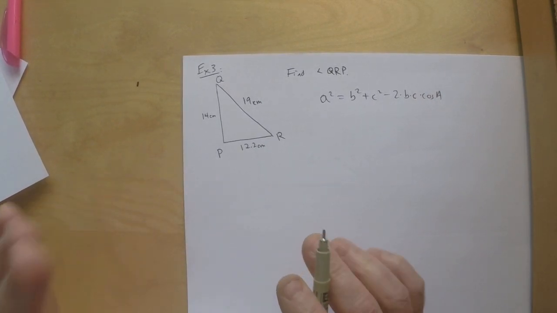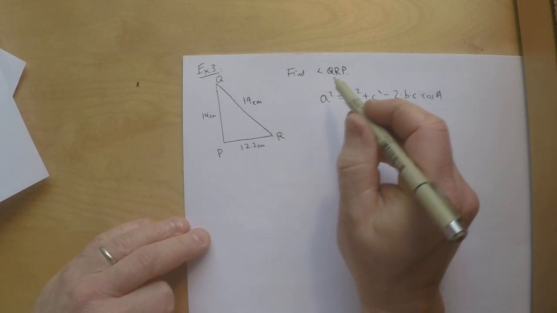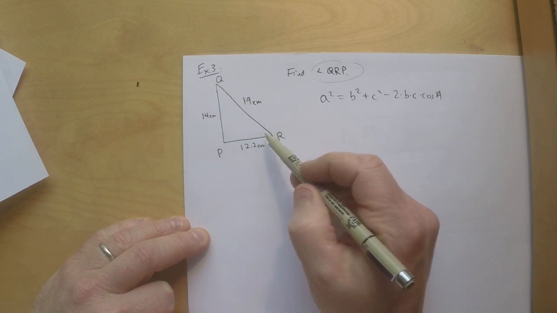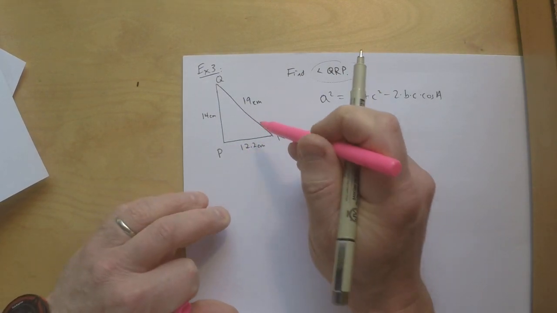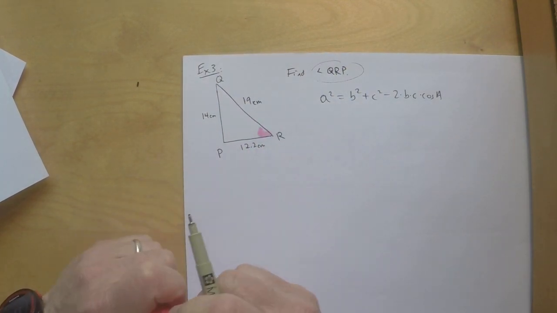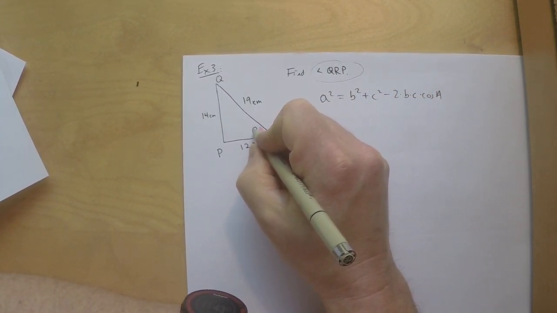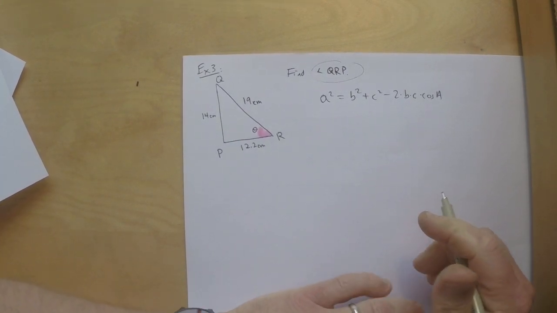Once I write it out properly, now comes the labeling. Now what do I want? It wants me to find angle QRP. Where's QRP? It's right here. They want that. Okay, so I can call that theta. Let's call it theta. Why not? Or X, or whatever angle you want.